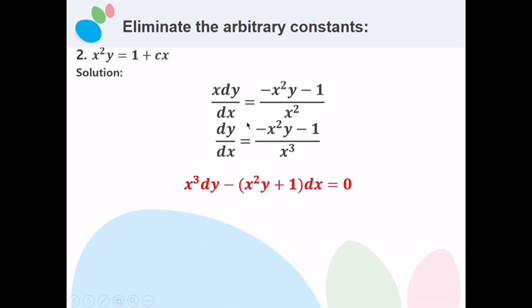Now our turn is to cross multiply. So x cubed times dy, we have x cubed dy equals dx times negative x squared y minus y. And this is already our final answer. The arbitrary constant, which is the c, was already eliminated using just a simple derivation.